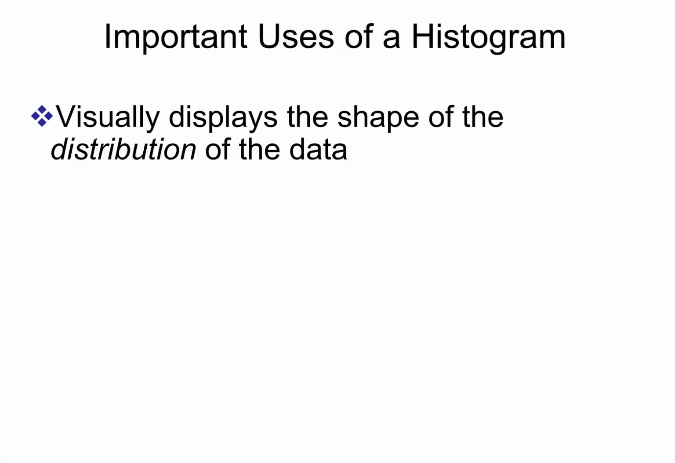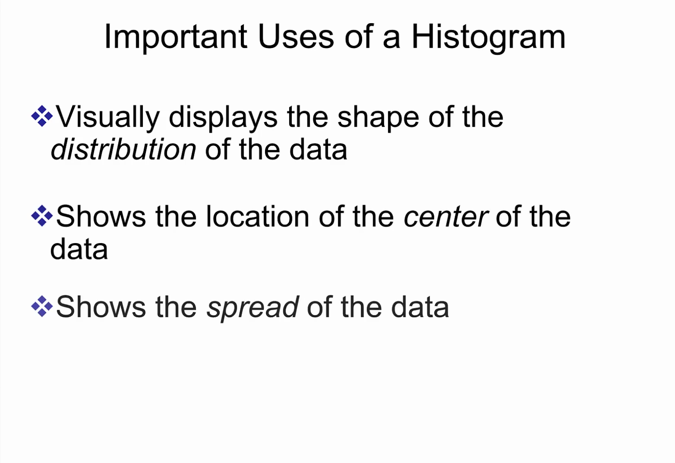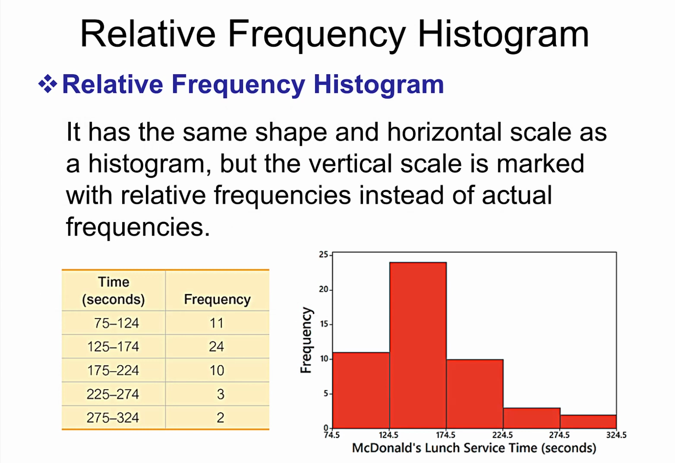Important uses of a histogram: it visually displays the shape of the distribution of the data, and we started to talk about this in the last section about whether something was normally distributed, and we'll be able to see that better with a histogram. It shows the location of the center of the data and the spread of the data, and also helps us to identify our outliers and gaps in the data.